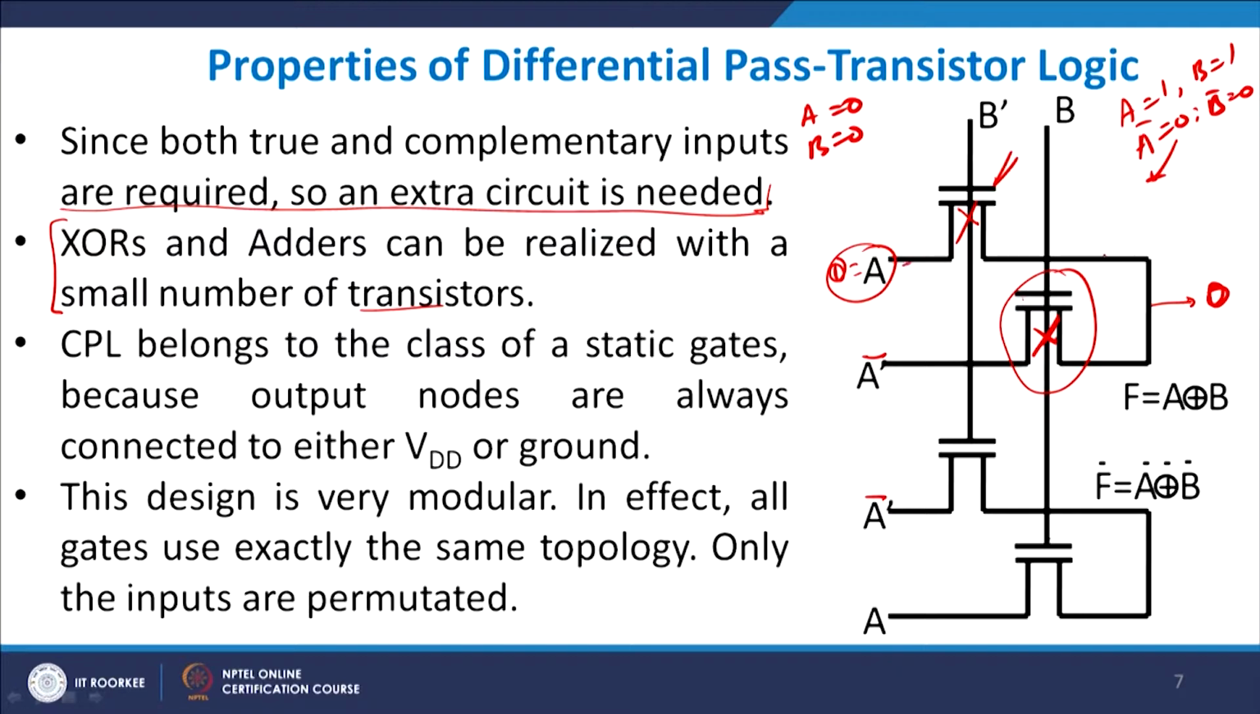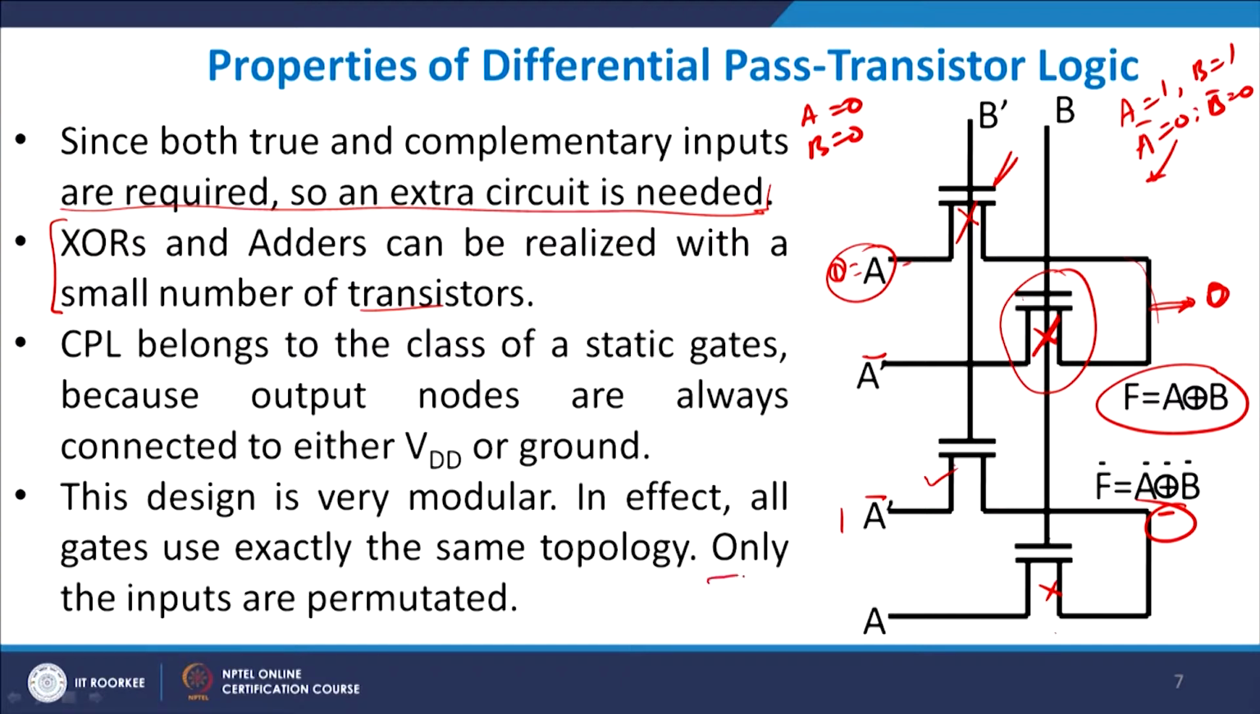So, I will have 0 coming into the picture here, and when B prime equals 0, this will be cut off. So, B prime will be 1, this will be switched on, and B will be equal to 0, this will be cut off, and A bar will appear here. So, 1 will be appearing here. Right. So, if I want to find XOR, I will get this. If I want to find XNOR, I will get this into consideration. So, I can have an XOR, XOR bar here, right.